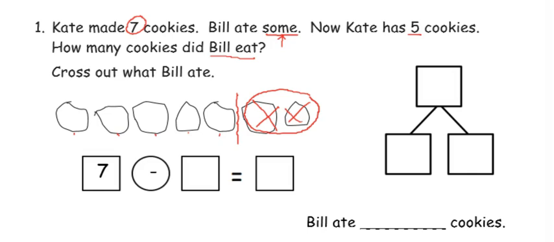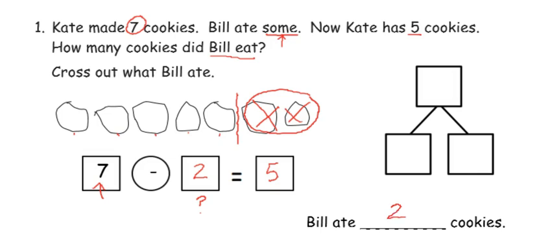To fill in our number sentence below, let's first fill in the numbers that we know at the start of the problem. We know that Kate had 7 cookies. We know that Bill ate some of the cookies, so we're going to subtract that amount, but we don't know what that amount is yet. We do know that Kate ended up with 5 cookies. So again, looking at our picture, we can see we started with the 7. If we take away the 2 cookies that Bill ate, we ended up with 5 cookies for Kate. So Bill ate 2 cookies.